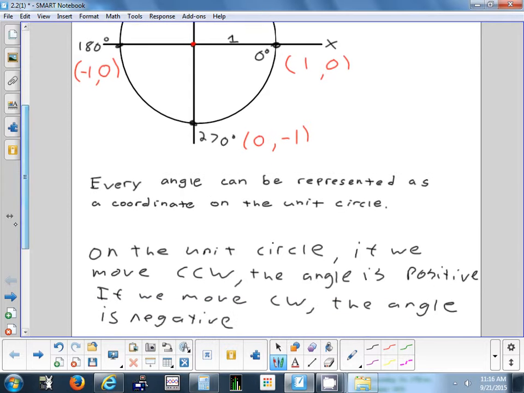So there's 2 ways we can move on this circle. You've got positive angles and negative angles. If you're working on the unit circle and you move in a counterclockwise direction, that's a positive angle. Counterclockwise, that's that way. If you move in a clockwise direction, that's a negative angle.